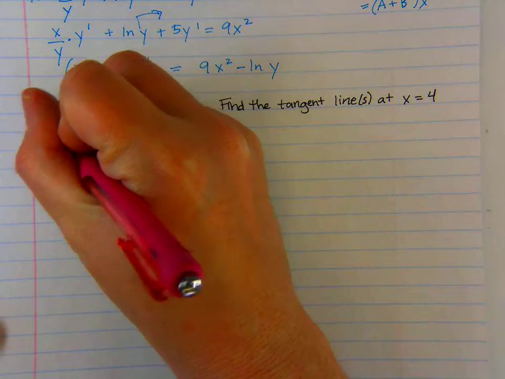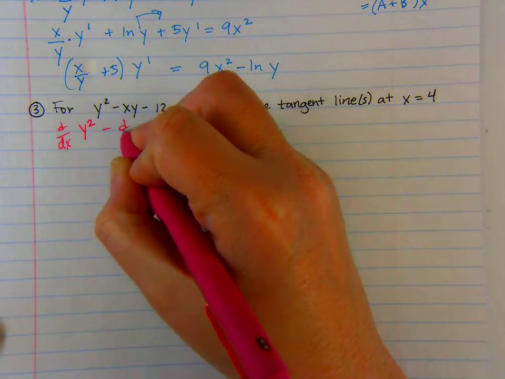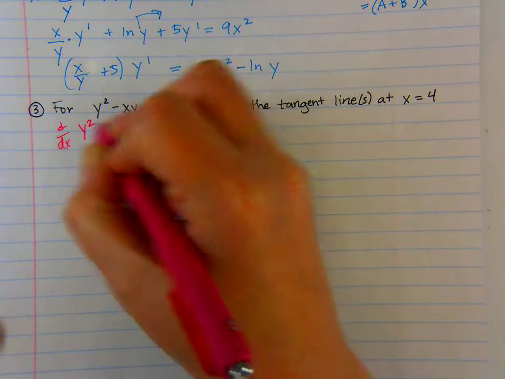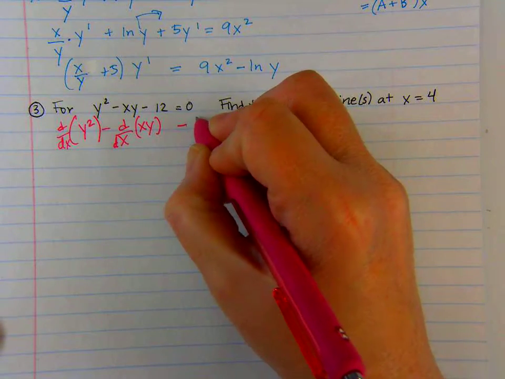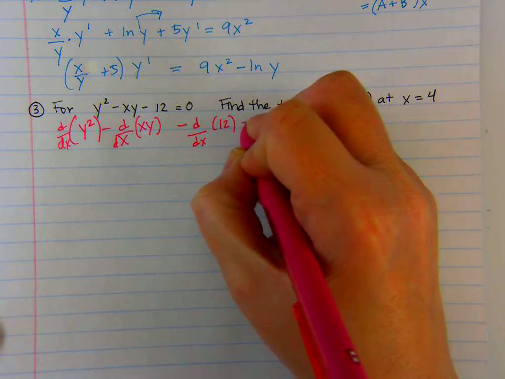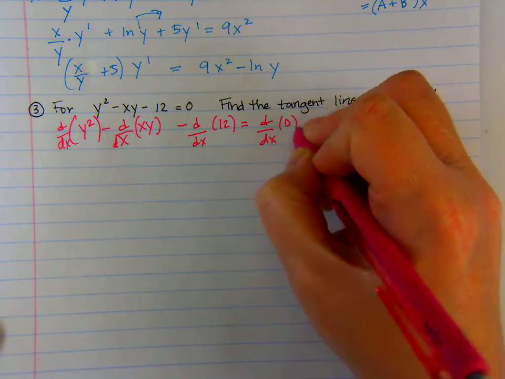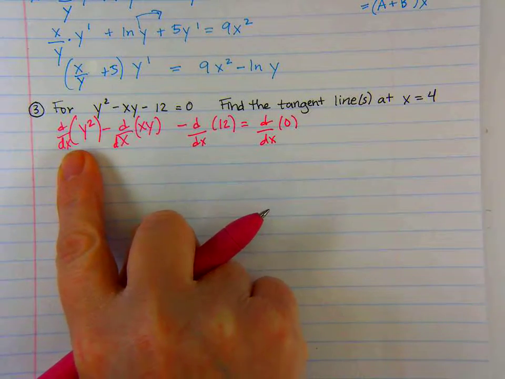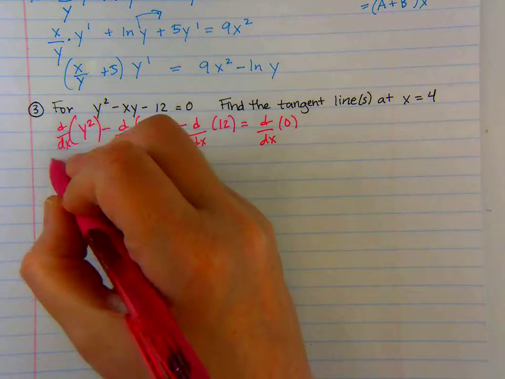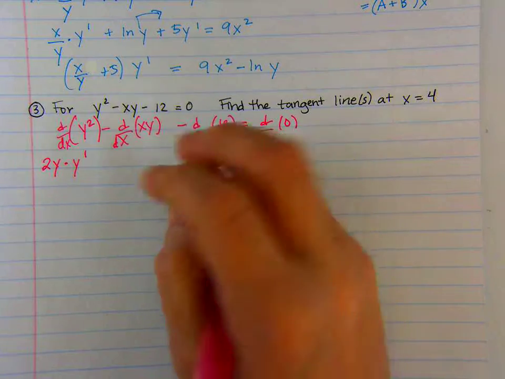So I'm going to take the derivative of the first term minus the derivative of the second term and minus the derivative of the third term equals the derivative of the term on the other side. Okay, so I have the derivative with respect to x of y squared. We'll use a chain rule here. So we have 2y times y prime.